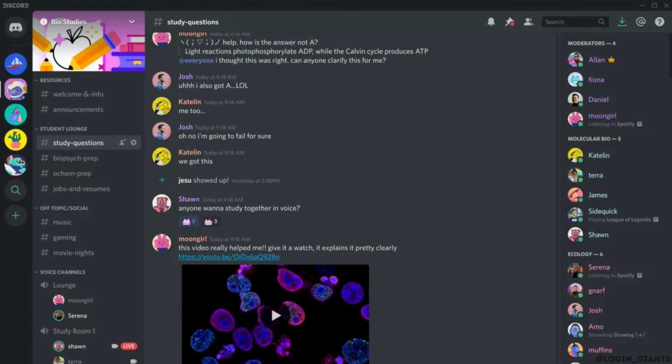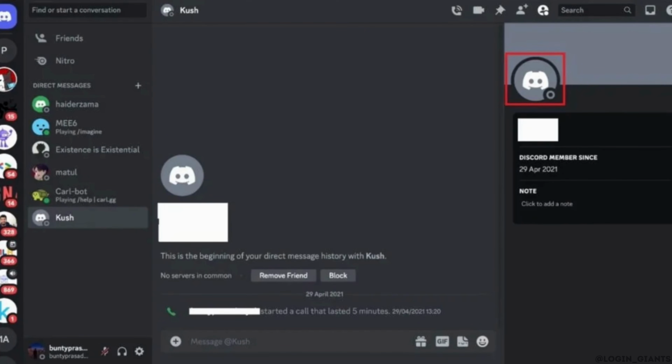Well, to tell if someone is offline or invisible on Discord is pretty straightforward. It's when a user isn't active or online at that moment. When someone's offline, their profile picture might show a gray circle instead of the green one. You won't be able to send them direct messages because they are not there to receive them.